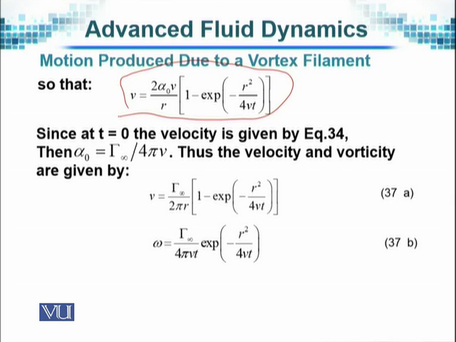Now the question is to determine alpha naught, and its value is obtained to be gamma over 4 pi nu when we substitute it back into the equations and make use of the boundary conditions. The velocity and the vorticity are given by this, so this is the velocity component and this is the vorticity. So we obtain the fluid flow that is produced by the vortex filament.